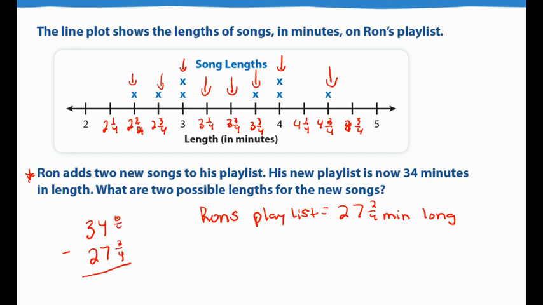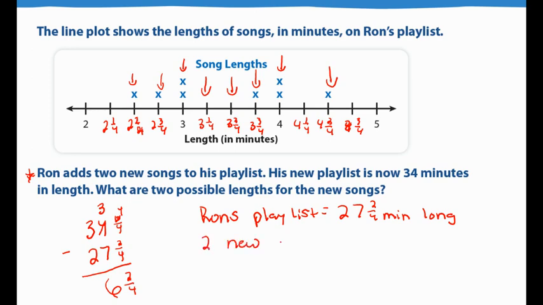So essentially that is 0/4. I cannot do 0 minus 2, so I've got to borrow 1. So that is now 33. 4 plus 0 is 4. So I have 33 and 4/4 minus 27 and 2/4. That's 2/4. That's 6. So this is how long his 2 new songs are. 6 and 2/4.